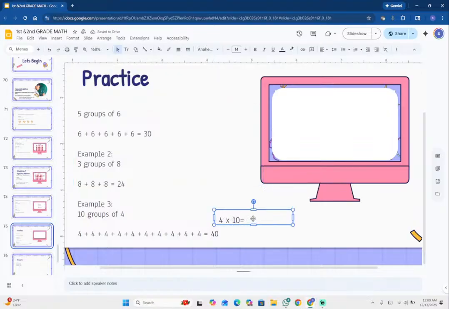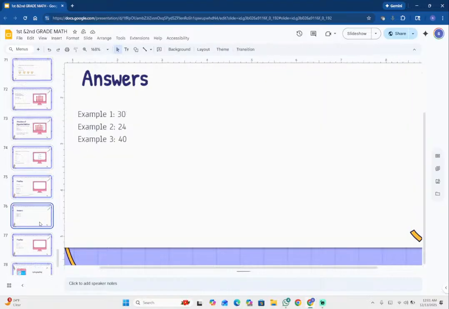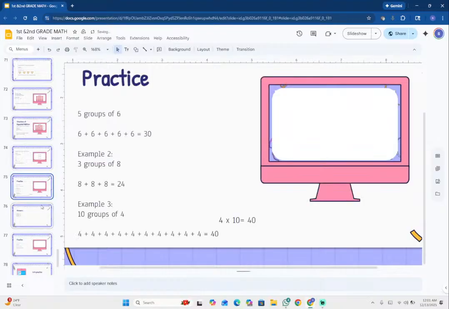But using multiplication, we can make this a lot easier by memorizing times tables. And when you're multiplying with 10, you can just multiply 4 times 1. 4 times 1 we know is 4 because there's one set of 4. And then we add the 0 on. So 40. And here are the answers: 30, 24, 40.